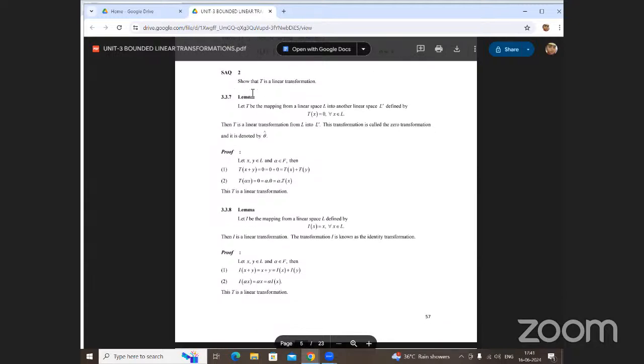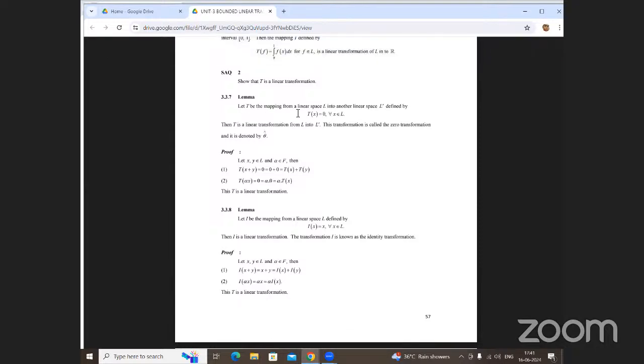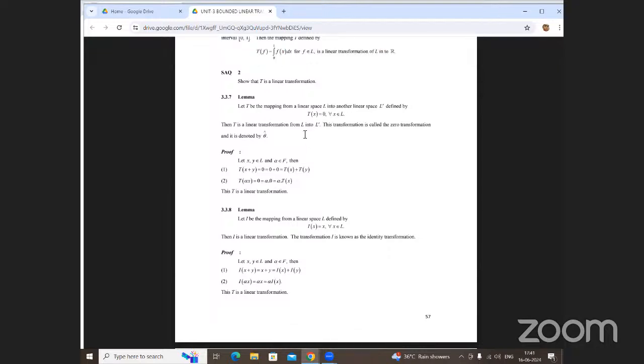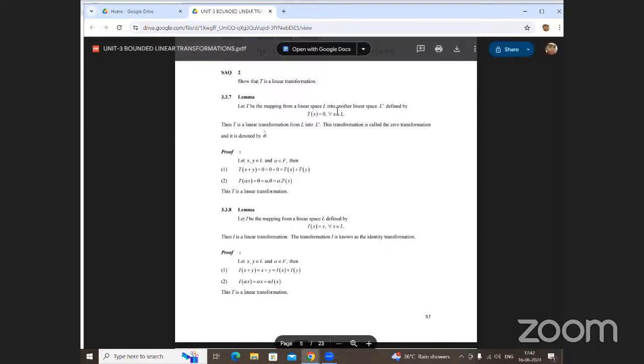Short answer question 2 is there. Now, students, observe clearly here. Let T be the linear mapping from a linear space L into another linear space L dash. So T varies from L into L dash, defined by T of x equals 0. T is a linear transformation from L into L dash. This transformation is called the zero transformation. What is the zero transformation? T of x equals 0 for x being any element of the linear space. That is called the zero transformation.